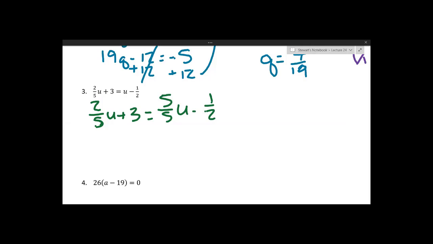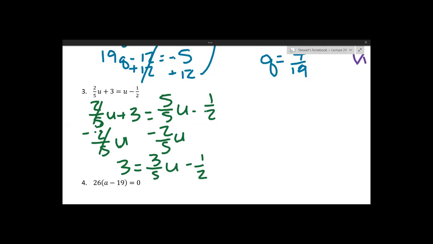So to start, I want to combine the terms with u, because they're like terms. 5/5 is more than 2/5, so to keep the variable positive, I'm going to subtract 2/5 u from both sides. And then we'll have 3 is equal to 5/5 minus 2/5, which is just 3/5. And then we have minus 1/2.